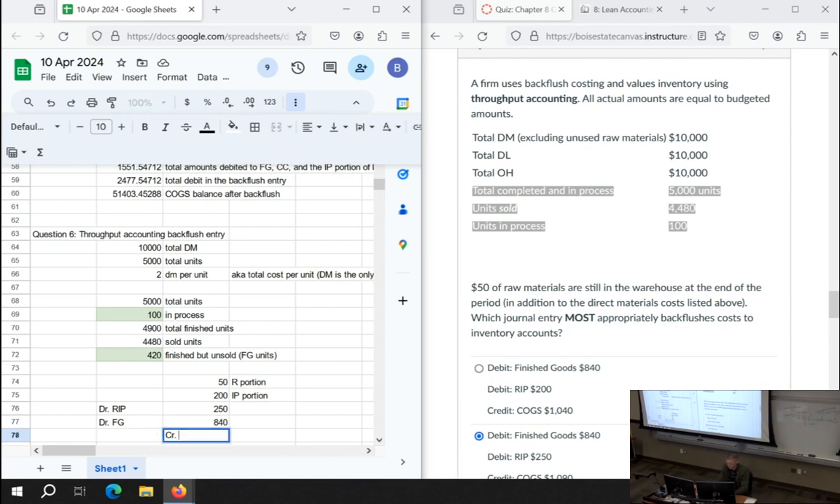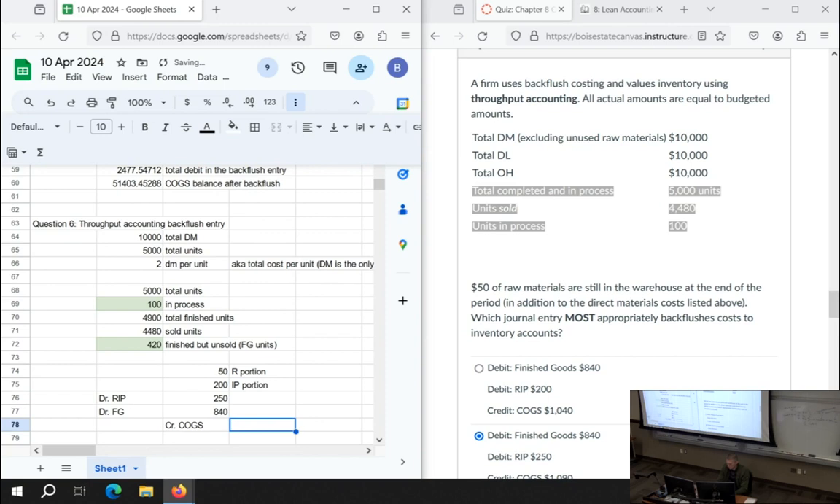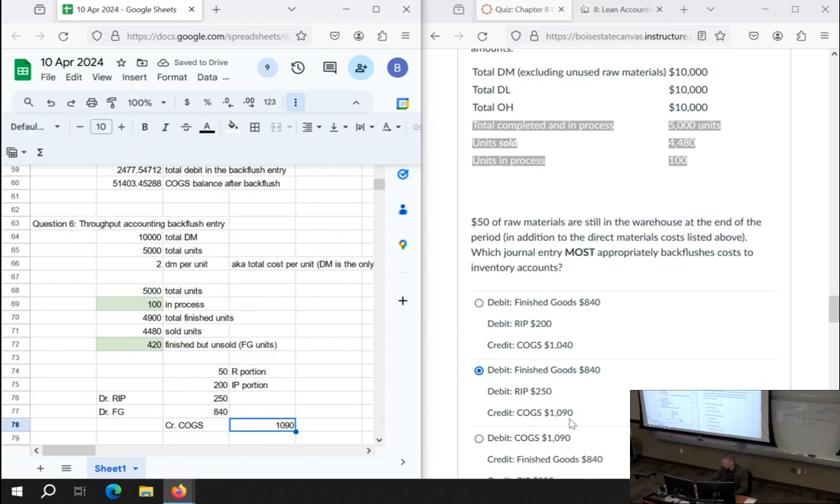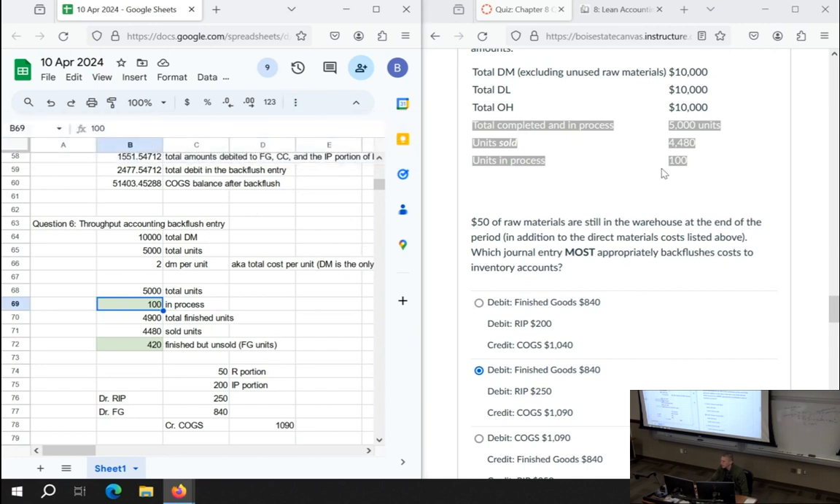So that's why this line is 840 in both answers, but specifically the one that's correct. And so then the credit to COGS, as expected, is going to be 1090 right here. Okay. I think I copied it over. Yeah, I just copied it right here.